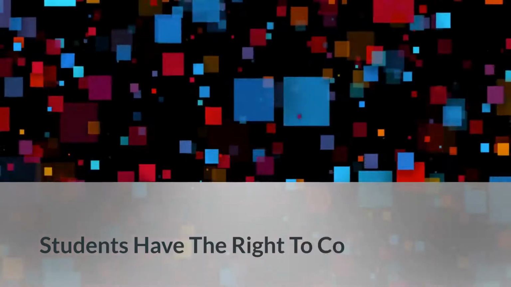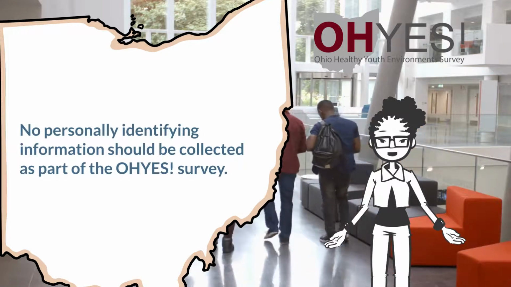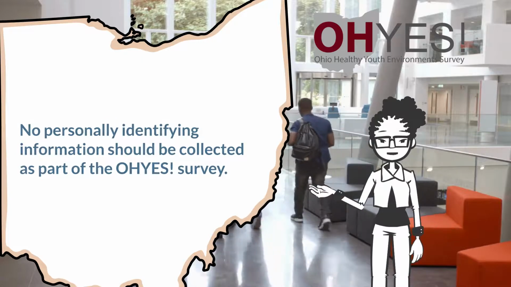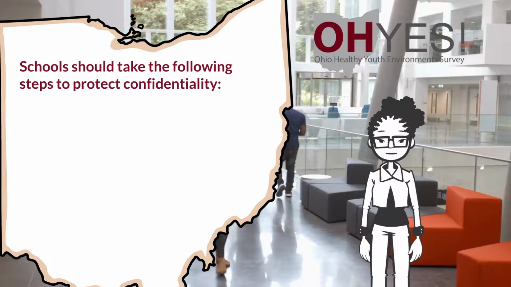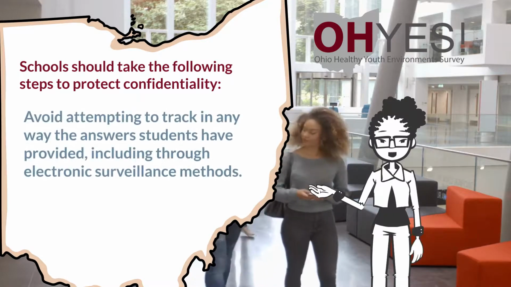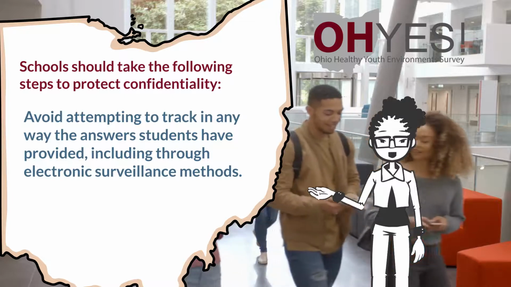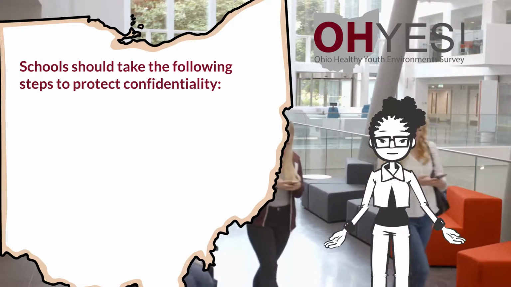Students have the right to confidentiality. No personally identifying information should be collected as part of the OHYES survey. In addition, schools should take the following steps to protect confidentiality. Avoid attempting to track in any way the answers students have provided, including through electronic surveillance methods.